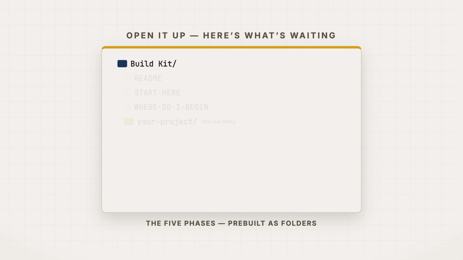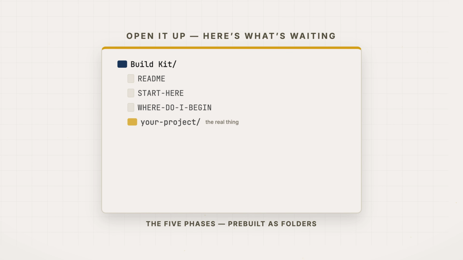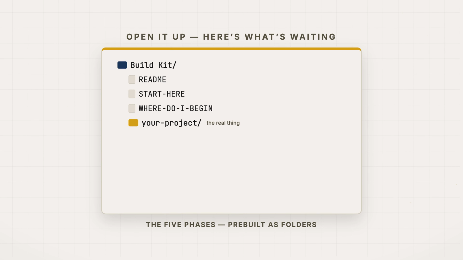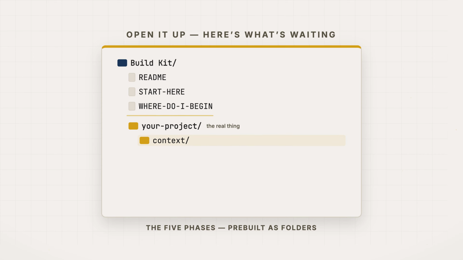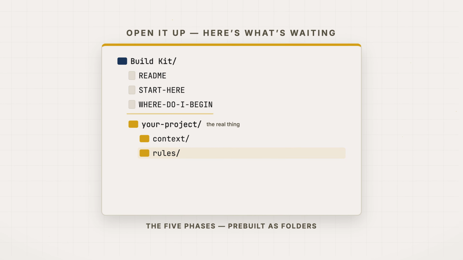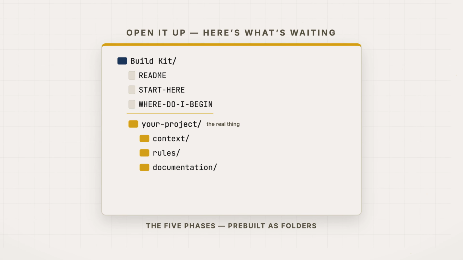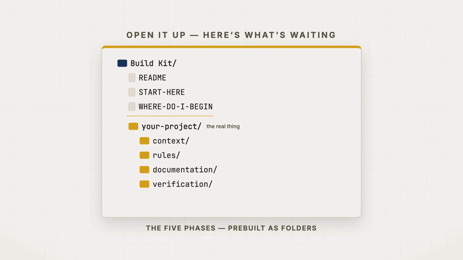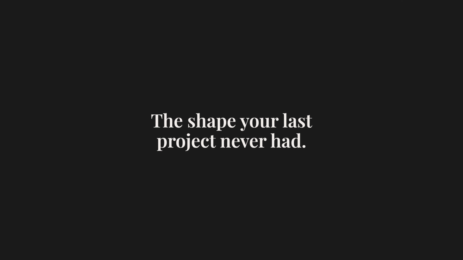Open it up, and here's what's waiting. At the top, a few plain English files, a README, a Start Here, a Where Do I Begin. Don't study them. Just know they're the welcome mat. Then, underneath, a folder called Your Project. That's the real thing. That's the scaffold. Your actual build is going to live inside, and it's already got the 5 phases laid out as 5 folders: context, rules, documentation, verification, feedback. The shape your last project never had, it's just there, pre-built.